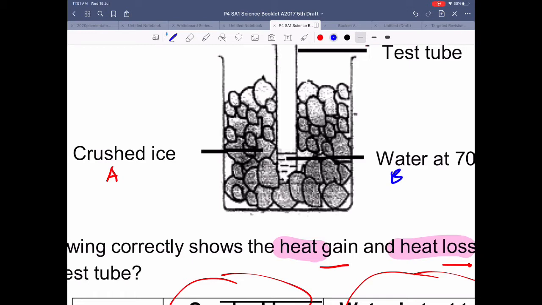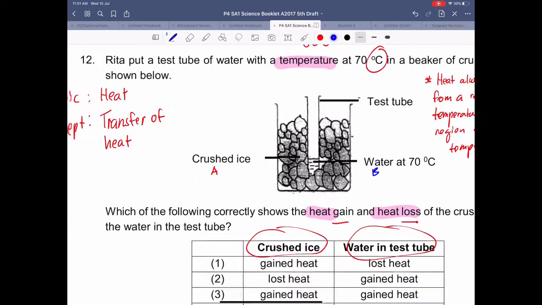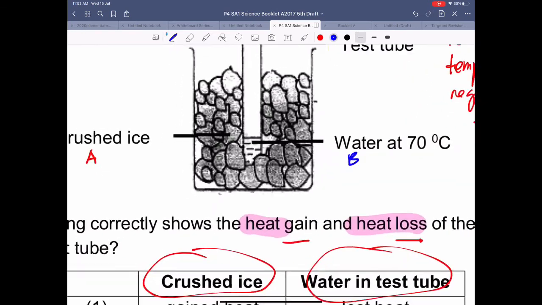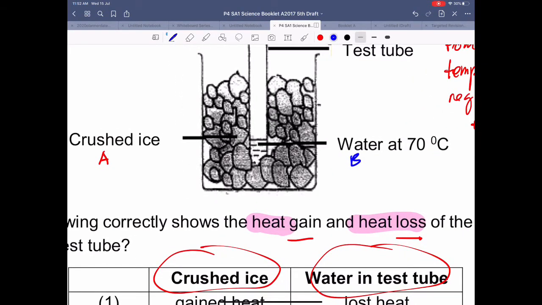Now you need to ask yourself, between these two, which one has a higher temperature? Because heat always travels from a region of higher to a region of lower. So it's a relative term, that means it's comparative. You need to compare these two regions. Now, crushed ice and water at 70 degrees, which one is a higher temperature? Ice is actually at 0 degrees and below. So when you compare the two, your water is the higher temperature.